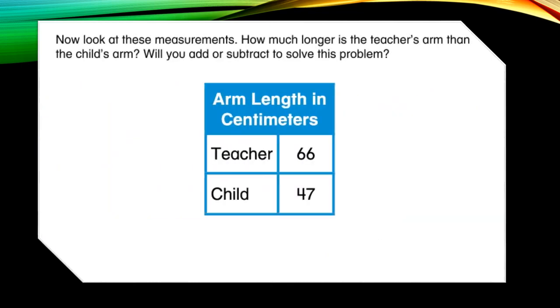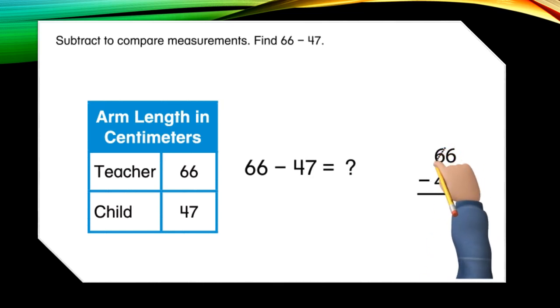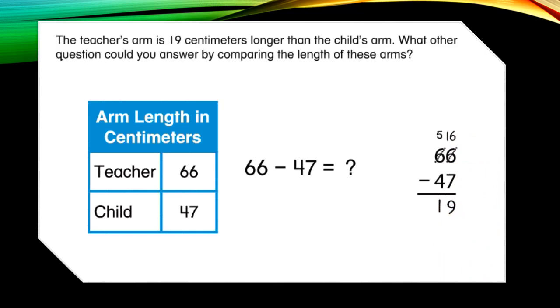Now look at these measurements. How much longer is the teacher's arm than the child's arm? Will you add or subtract to solve this problem? Subtract to compare measurements. Find 66 minus 47. The teacher's arm is 19 centimeters longer than the child's arm.